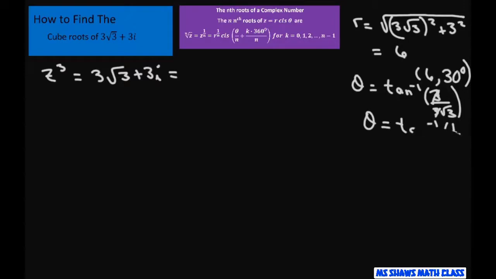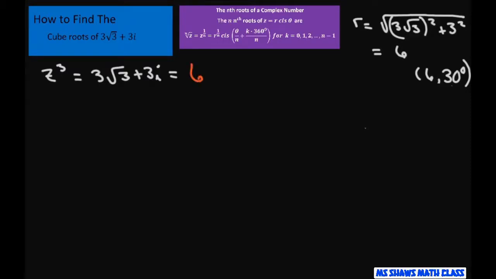So given that, I'm going to erase this, it's too messy. All right. What we have, in polar form, is 6 cis of 30 degrees. So now we have it in this form where I can use this formula. We're going to fill this out.